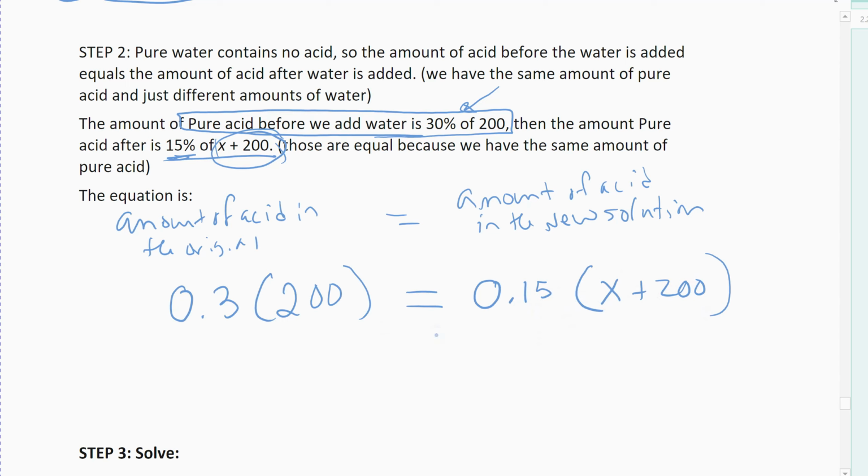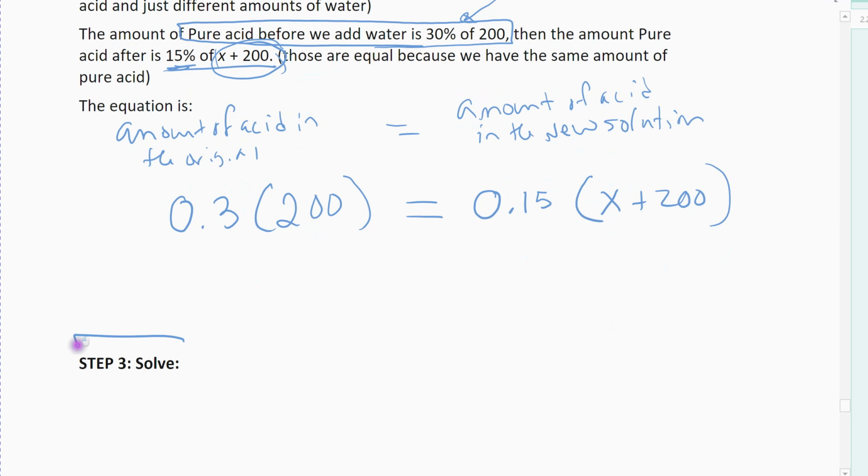I had the same amount of acid in both solutions. I just have more water in the second one than I do in the first one. Right, there's more liters of water in that one. That's what I want to figure out: what x is, that more liters of water. And so that's what I solve. So there's the hard part. Once I've set it up, now I solve using my order of operations.